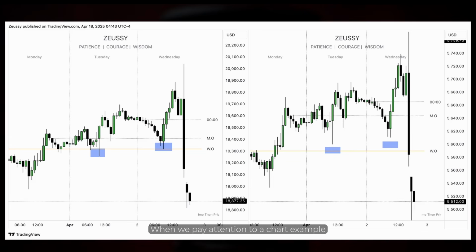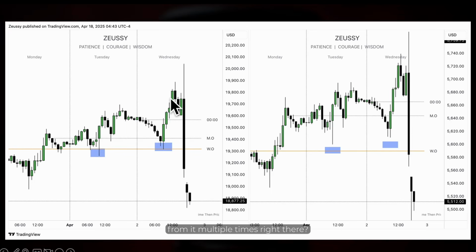When we pay attention to a chart example then, what I would like you to see is that we are paying attention to the weekly opening. Now, the weekly open is shown by this orange line right here. On the left, you can see that the Nasdaq tapped this weekly open multiple times within these boxes right here. If we, however, pay attention to ES, you can see that ES did not reach that weekly open. Do you see how the market reacted off that weekly open on NQ? Do you see how the market expanded away from it multiple times?